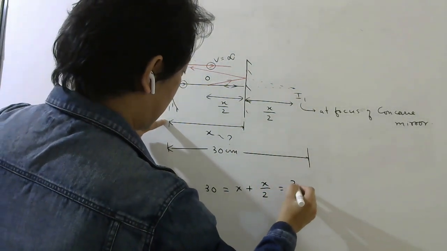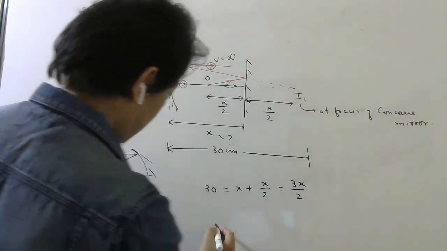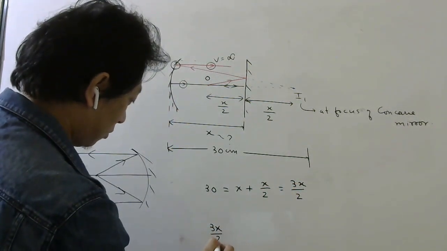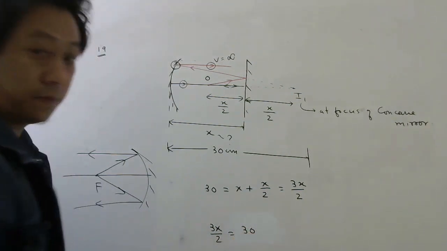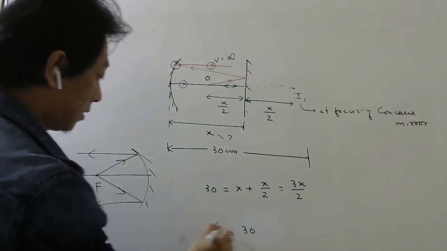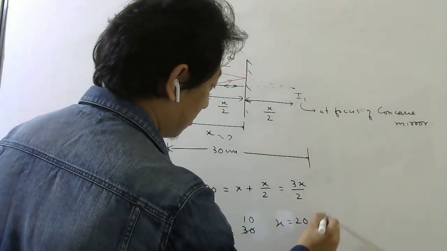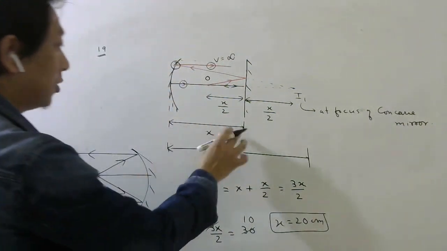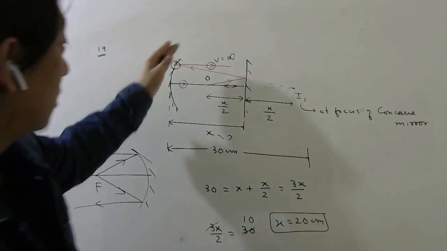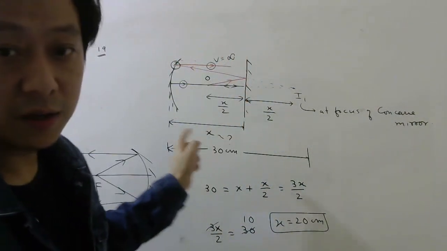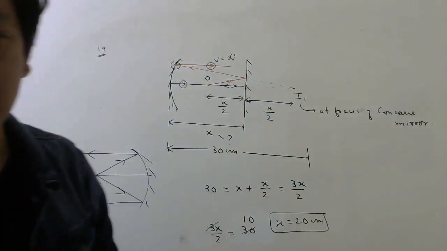So that will be 3x by 2. So 3x by 2 equals 30. Right? So this 3 and 10 will cancel. So x will be 20 centimeter. So the distance between the object, sorry, the concave mirror and the plane mirror is x, which is 20 centimeter.